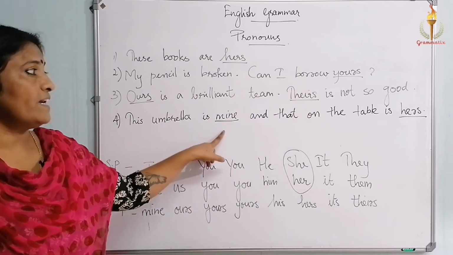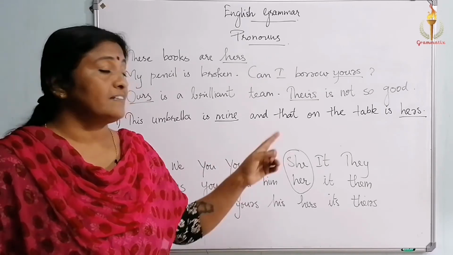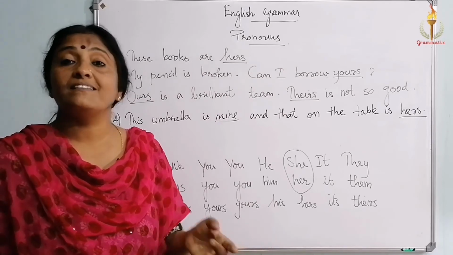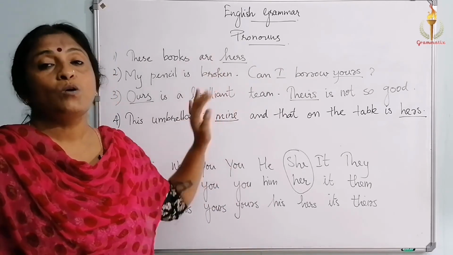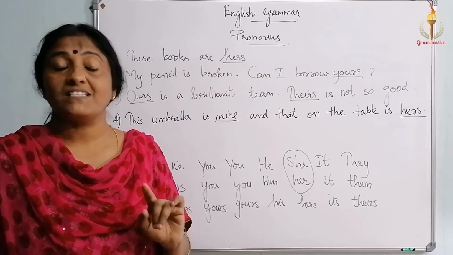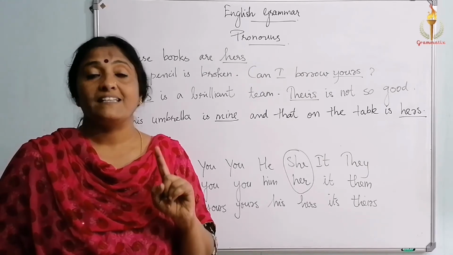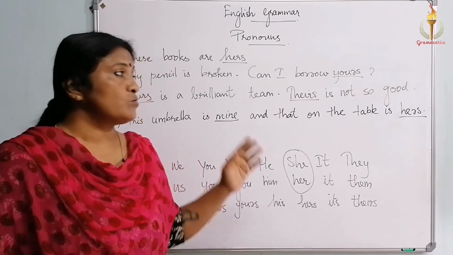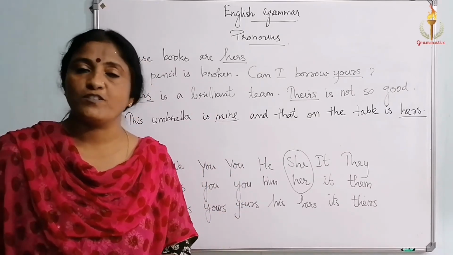This umbrella is mine and that on the table is hers. See, in each of the sentences, you don't have a noun after the pronoun. So these are the possessive pronouns. Once again, possessive pronouns, they stand alone. They don't need a noun after them. So this is what the examples of possessive pronouns are.